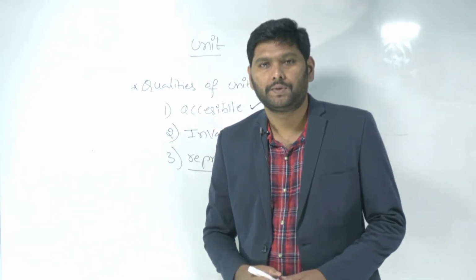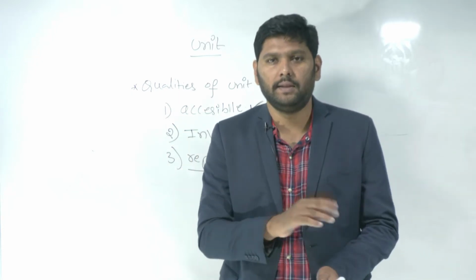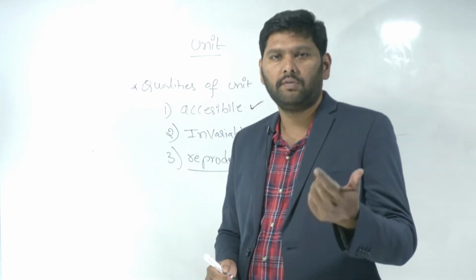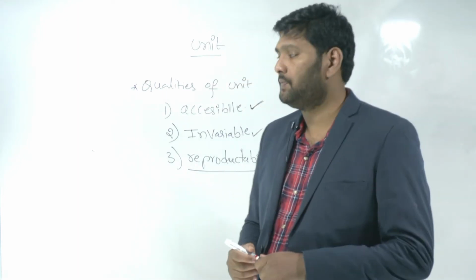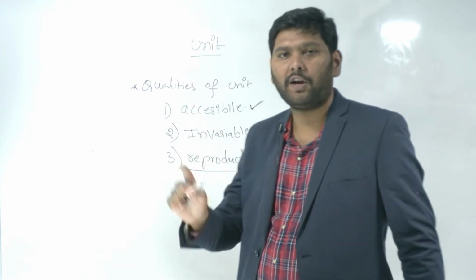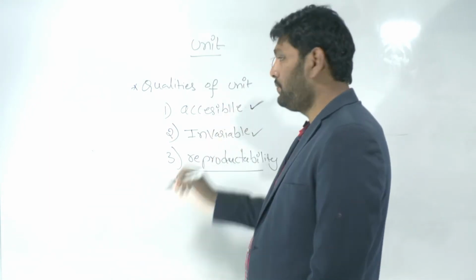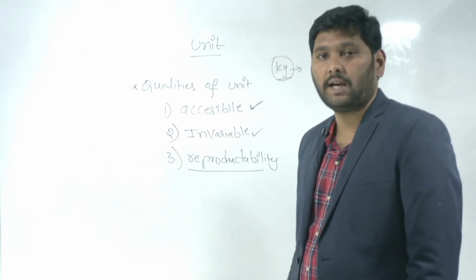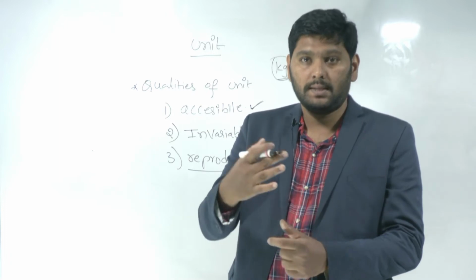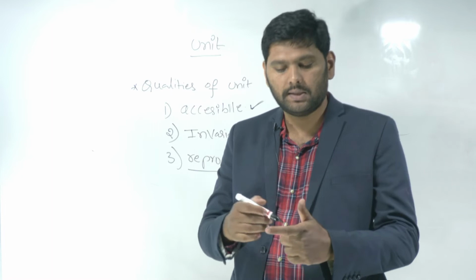Understand, children? I hope you got clarity. With examples, I'll explain these three points. There is an easy way to understand with kg. You know kg is a unit for what? Mass. But this kg is a standard value. So we can multiply this kg many times, meaning it is easily accessible, isn't it? So we can multiply easily.